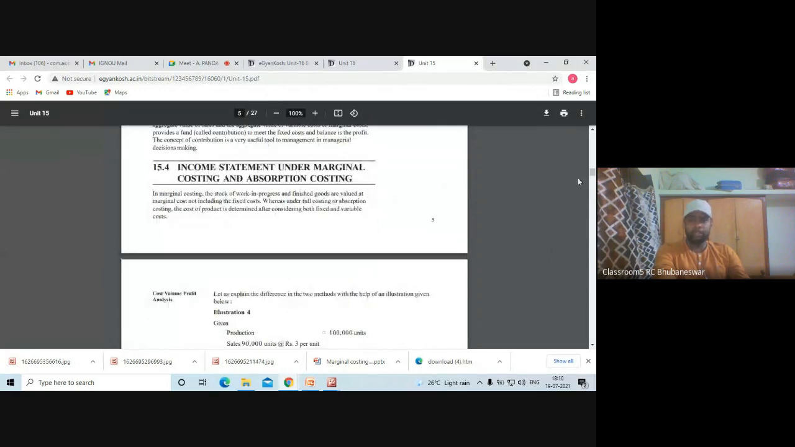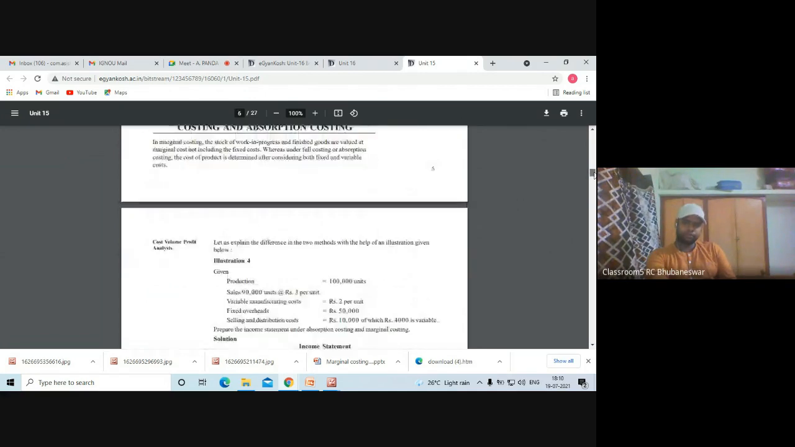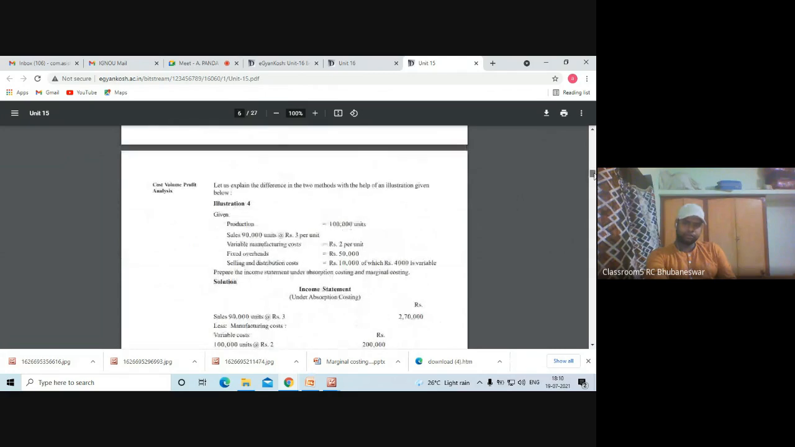Okay, income statement under marginal costing and absorption costing. So what is the basic distinction between these two? Under marginal costing, only the marginal cost is taken into account for decision making purpose, and in absorption costing the entire cost is taken, both fixed and variable. Okay, but in marginal costing only the variable part is taken into account. So next, here it is given. It is very easy, you can get it. So here it is written, given, that means what are the informations given.